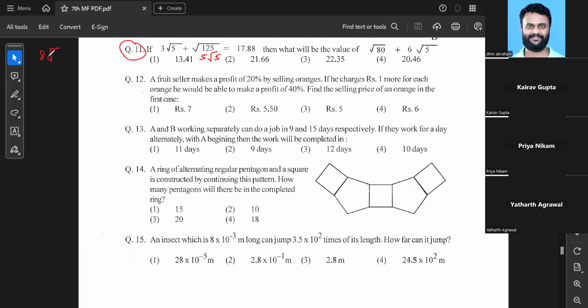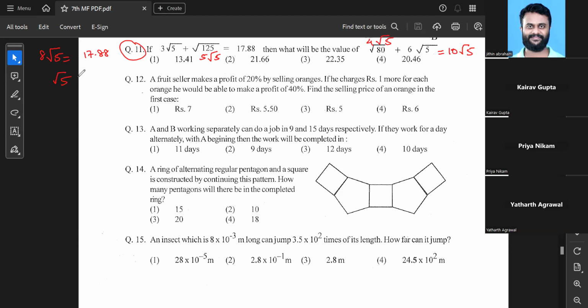So the data they have given is basically 8 root 5 is equal to 17.88. Then what will be the value for this? So I already have 6 root 5. This 80 can be written as 5 into 16, right? So this can be written as 4 root 5. So 4 root 5 plus 6 root 5 is basically 10 root 5. So I have 8 root 5's value.